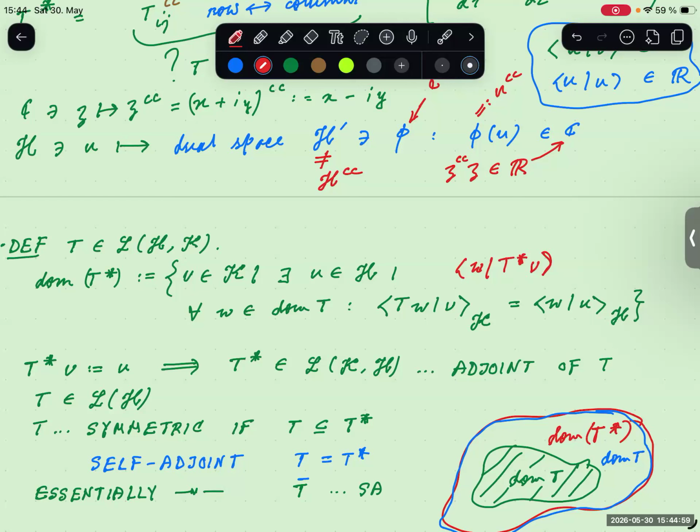And compare with this. Now, what's the problem of writing this thing? Why is this problematic? This is problematic because we do not know this domain yet. And if we do not know the domain, then how can we define an operator?